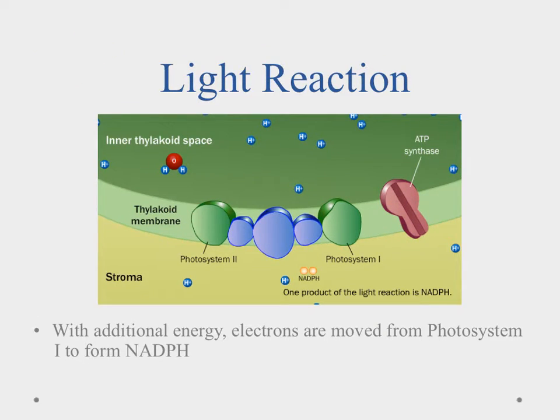Now, if you can recall, we had 2 electrons over here, and with a little more energy, what's going to happen is these electrons are going to be moved from photosystem 1 over to NADPH here, and that's how we form that. And that's our first product, this NADPH.